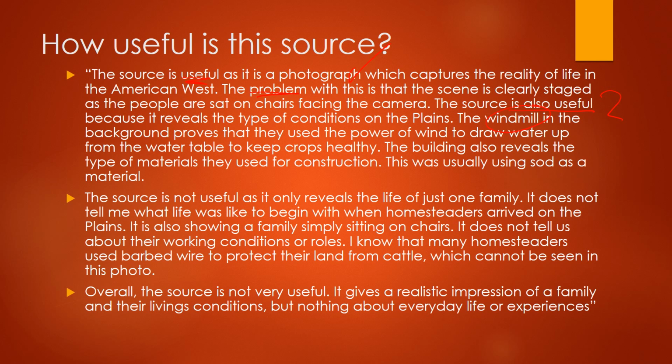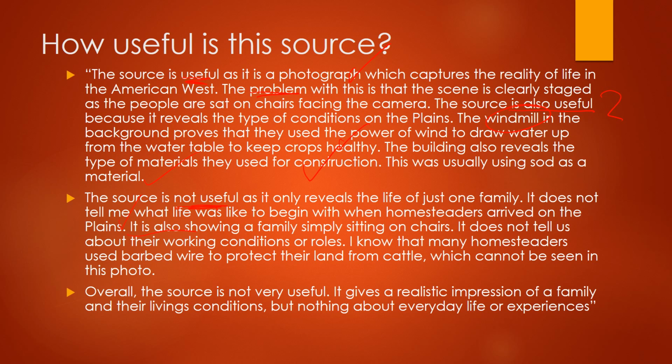The windmill. This proves that they use the power of the wind to draw water up to keep crops healthy. That's a cracking little point, that. The building also reveals the type of materials they use for construction. It's another point here being made. This was usually using sod as a material. Now I go for the opposite side, how it's not useful. It only reveals the life of just one family. It does not tell me what life was like to begin with when the homesteaders arrived on the plains. That's nice. So I'm talking about the big picture.